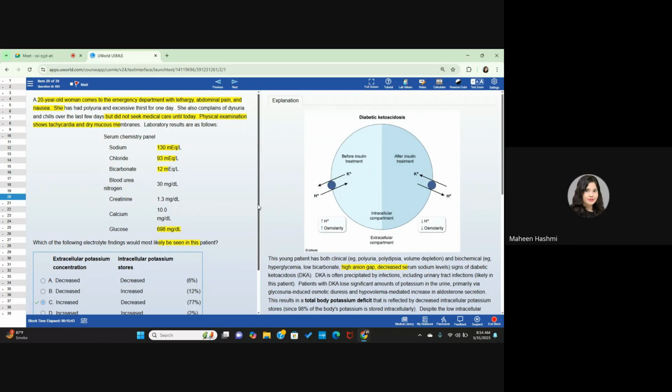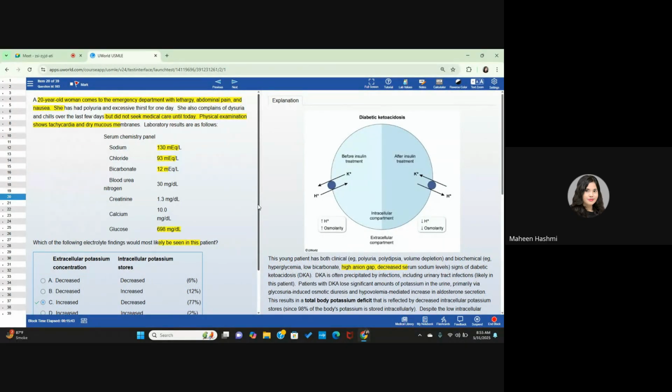So the first step is fluid resuscitation, because the patient is dehydrated, so we have to restore the fluids. You can give any IV fluid. There's no specific preference. You can give 0.9% normal saline. You can also give lactated Ringer's. You can give both of them. After that, you can start with insulin therapy.